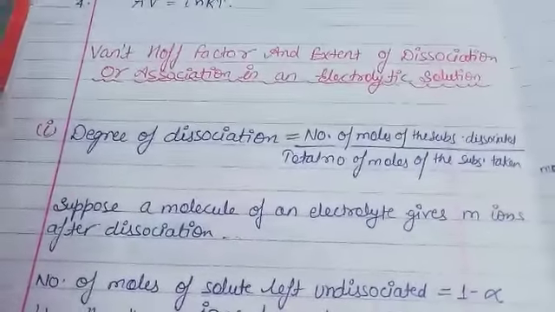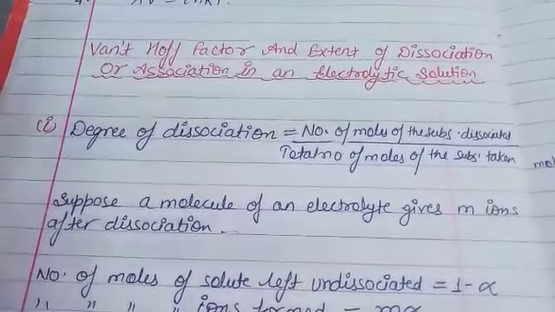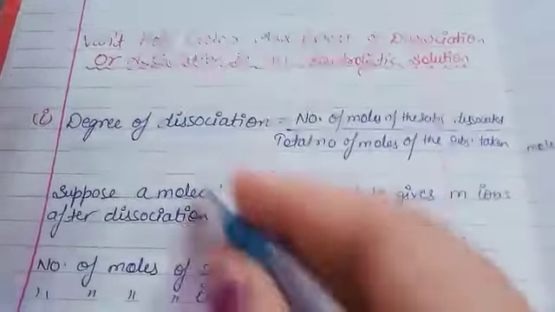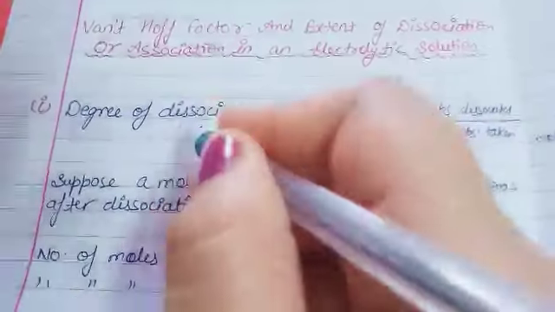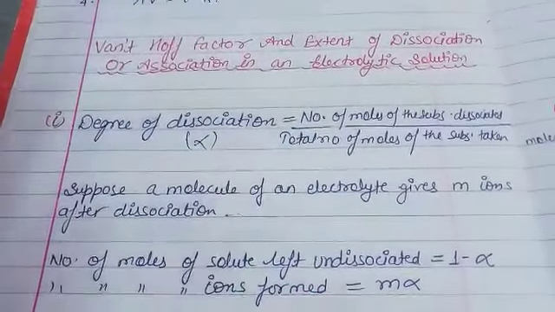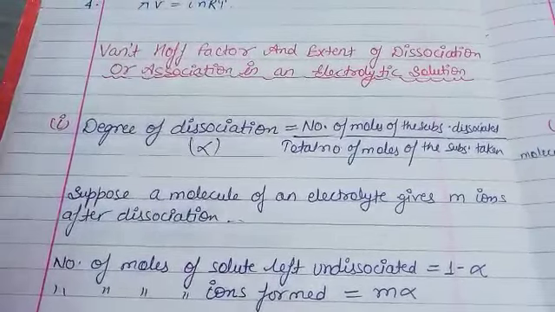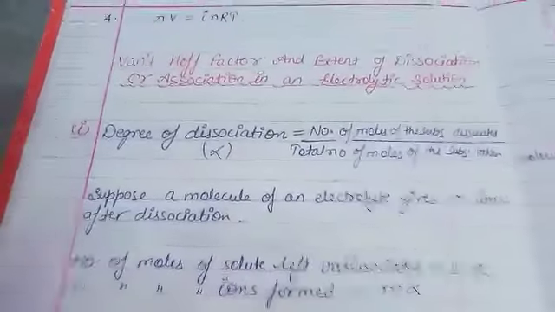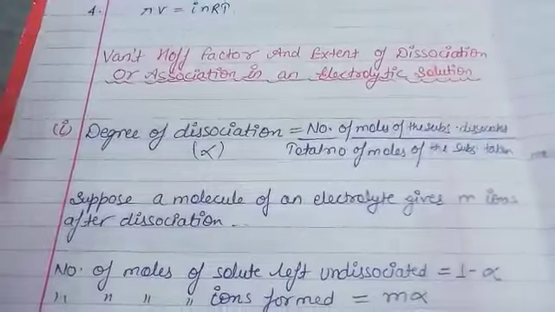Now first of all, you have to understand what is degree of dissociation, because we are talking about dissociation or association. The degree of dissociation is represented by alpha. Simply, it is the number of moles of the substance dissociated, that is, how many have broken, upon the total number of moles of the substance taken. That is the degree of dissociation, represented by alpha.